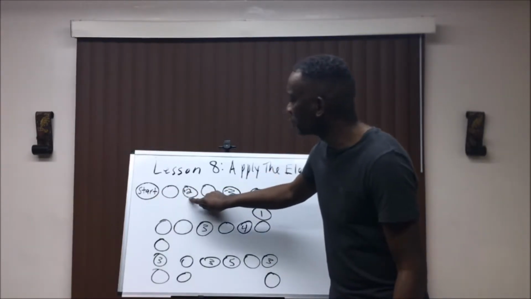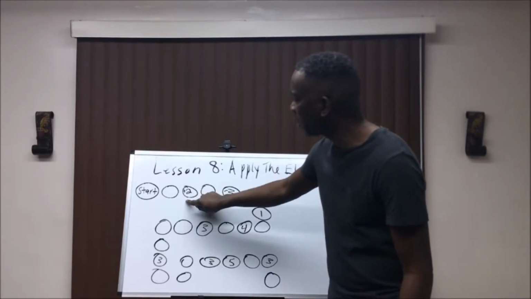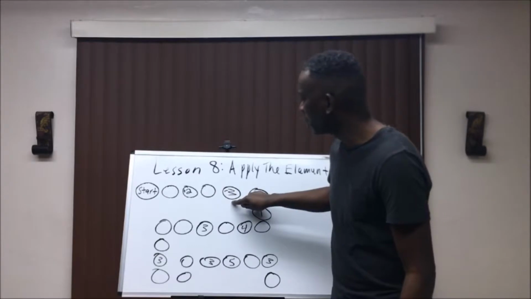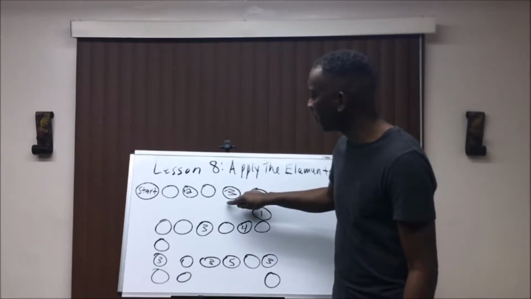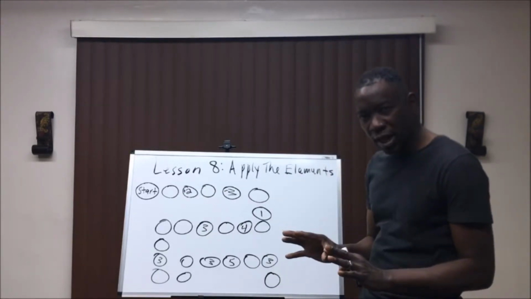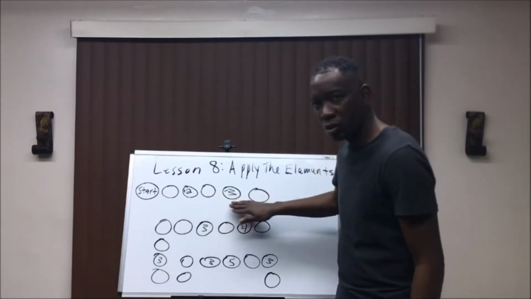Start, I land on 2. That plus means to move forward 2 spaces. I land on 2, I immediately move forward 2 spaces. 1, 2. I landed on 3. I immediately have to go back 3 spaces. 1, 2, 3. So that gives you an idea of how to use your elements on your track.